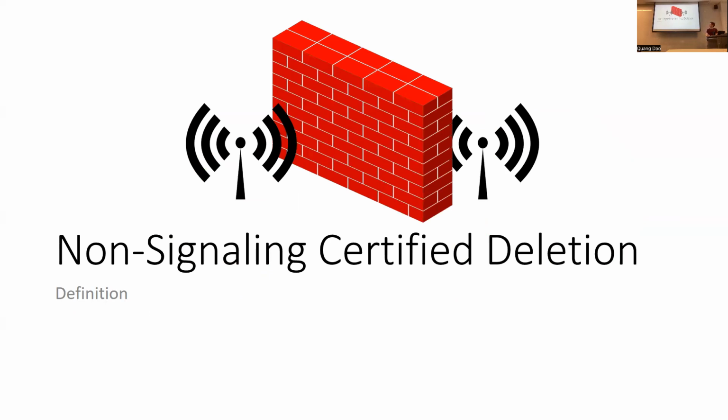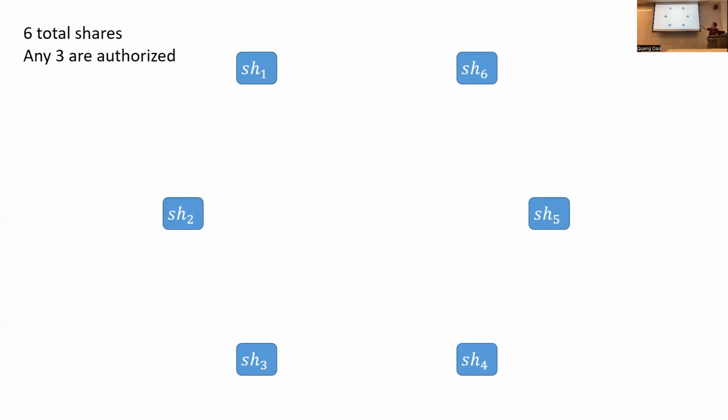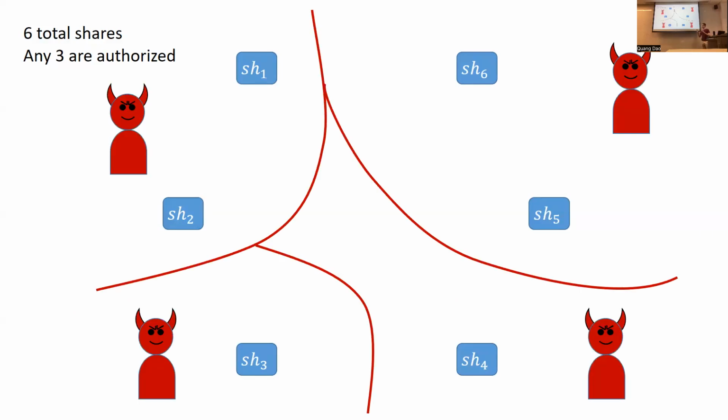Let's start with non-signaling certified deletion. So we start off with our 6 shares, and any 3 of them are authorized. We're going to consider a multi-part adversary, where each part gets an unauthorized set. So this adversary down here gets share 4, that adversary up there gets share 6 and share 5. And the restriction we're going to place on them is that they can't communicate with each other. However, they can share prior intent.